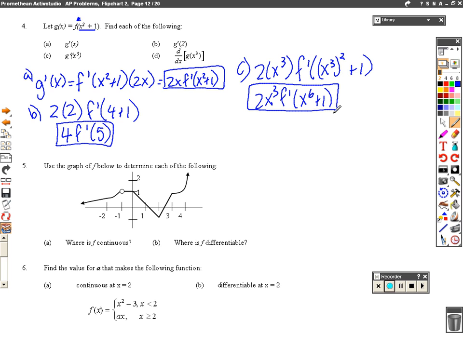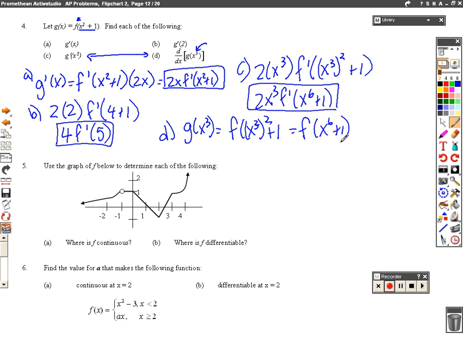All right. Part D is where they kind of try to trick you, because a lot of people think that part C and part D are the same problem. Here, they want us to do something different. They want us to plug x cubed into g first, and then take the derivative, working from the inside out. So let's plug x cubed into g. So g of x cubed is going to be f of x cubed squared plus 1, which is really f of x to the 6th plus 1.